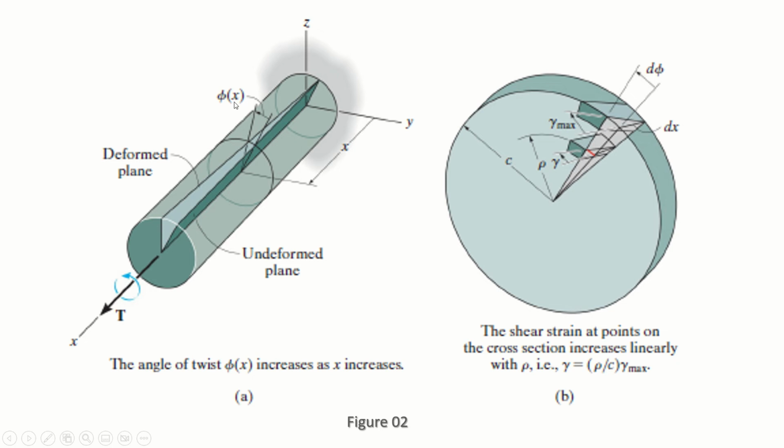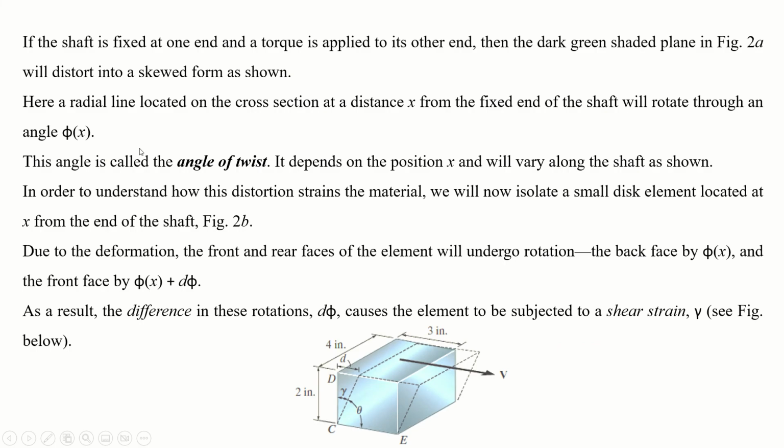Why is it in terms of x? Because it depends upon the distance from the x. At zero distance, the phi will be 0, and at this distance the phi will be maximum. So phi totally depends on this distance x. Okay, that's why we are writing phi in terms of x.